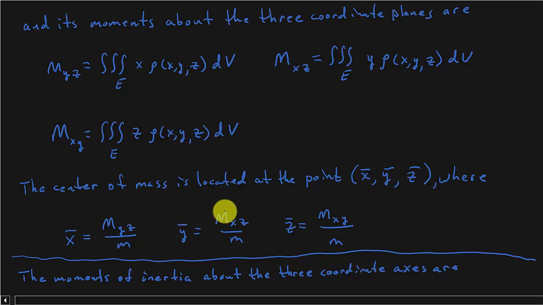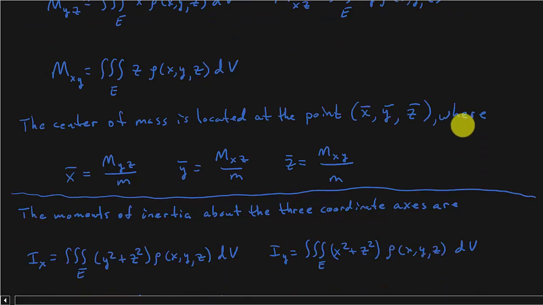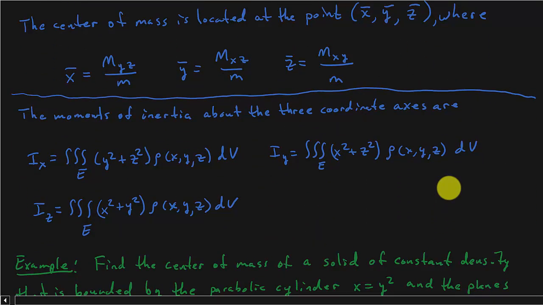And so those are the moments about the three coordinate planes. Then the center of mass is located at the point x bar, y bar, z bar, which is each one of those divided by the mass, m. All right, so then we have the moments of inertia about the three coordinate axes. For I sub x, we're just multiplying rho of xyz dV by y squared plus z squared. For I sub y, that's x squared plus z squared multiplied times that. And for I sub z, it's x squared plus y squared times rho of xyz dV.